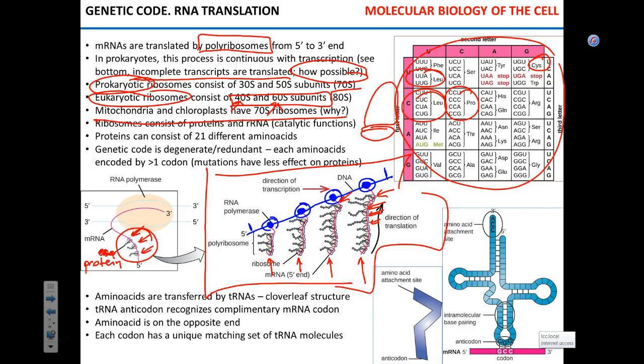This feature of the genetic code, that each amino acid is encoded by more than one codon, is called redundancy of the genetic code. Sometimes it is also said that the genetic code is degenerate. Does that make sense?